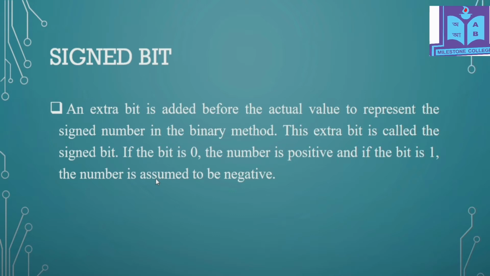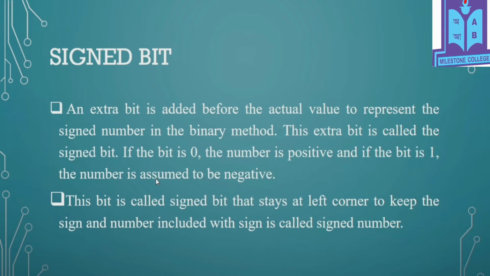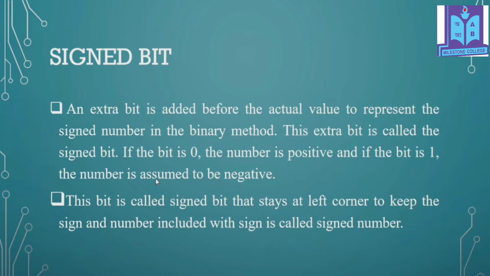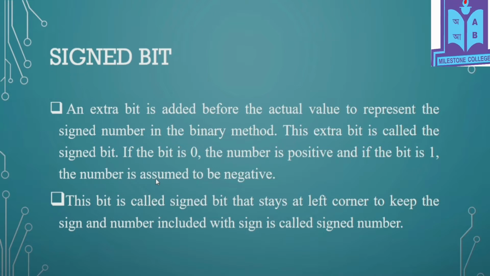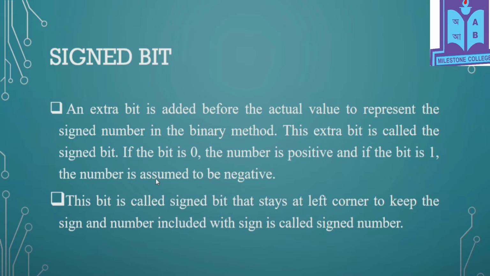So this bit is called the sign bit. It stays at the left corner to keep the sign, and a number included with a sign is called a signed number. So this bit stays at your left corner to keep the sign of a number, whether the number is going to be negative or positive.